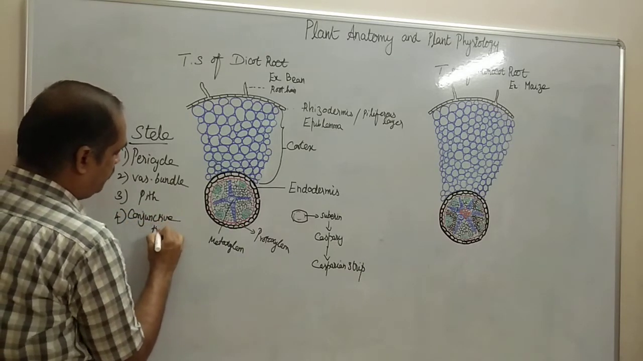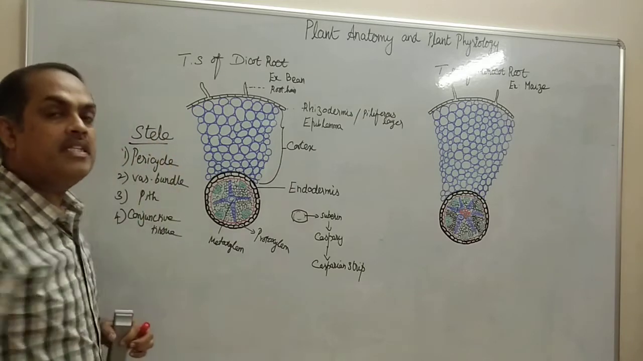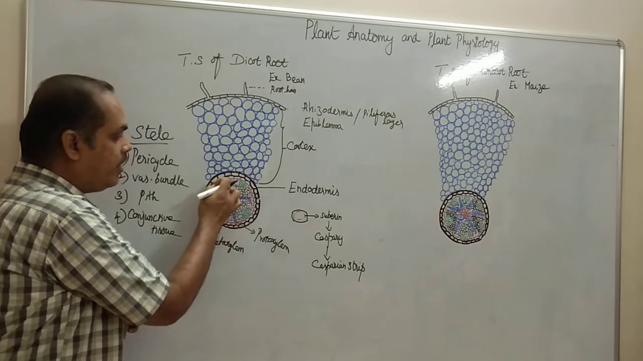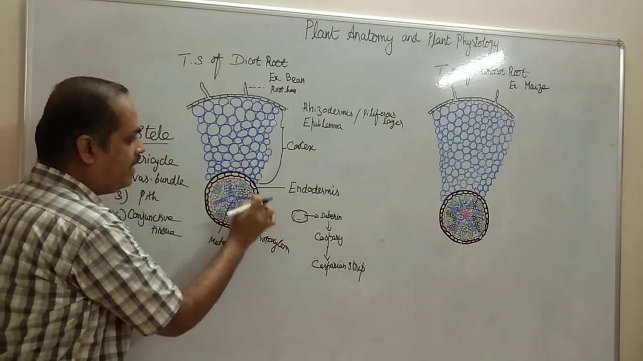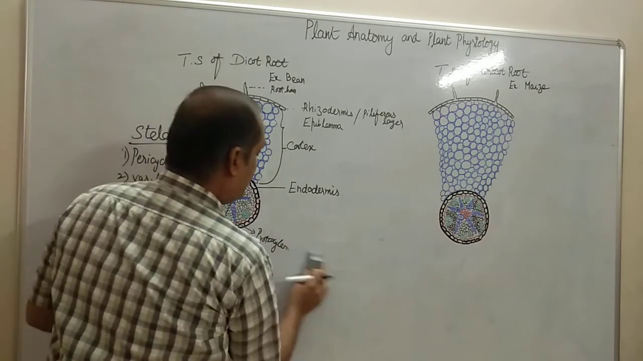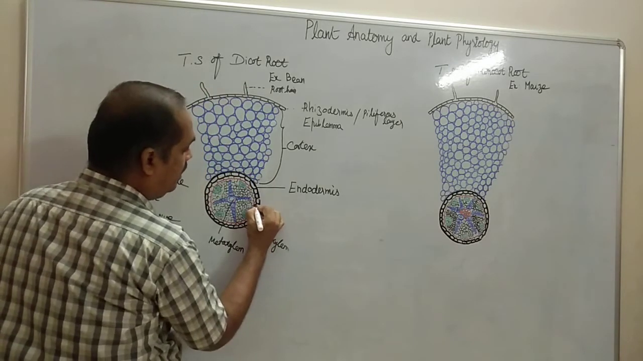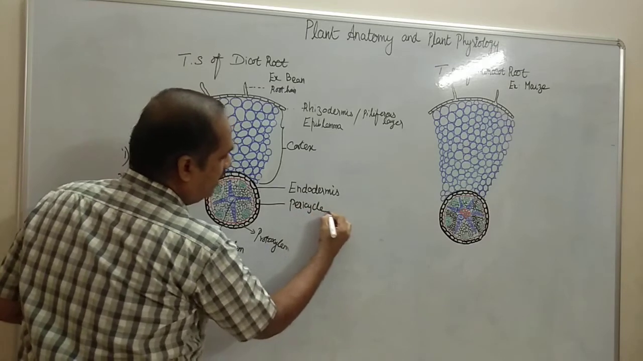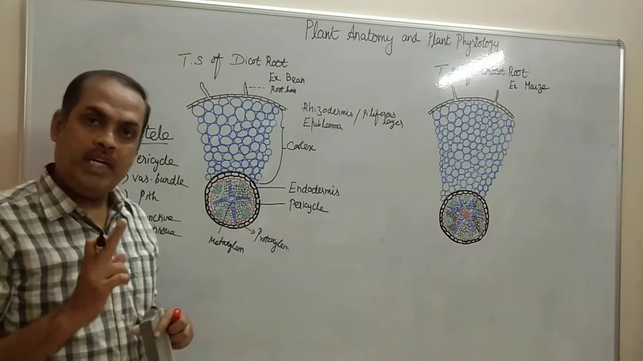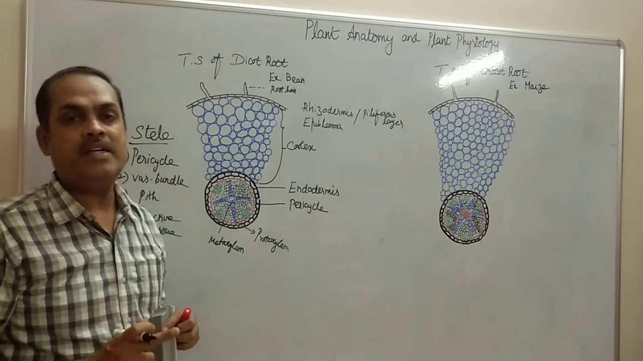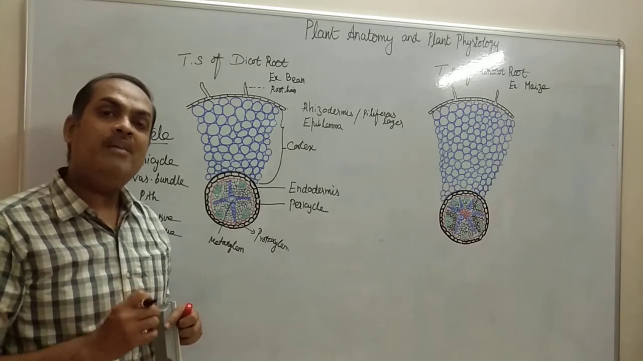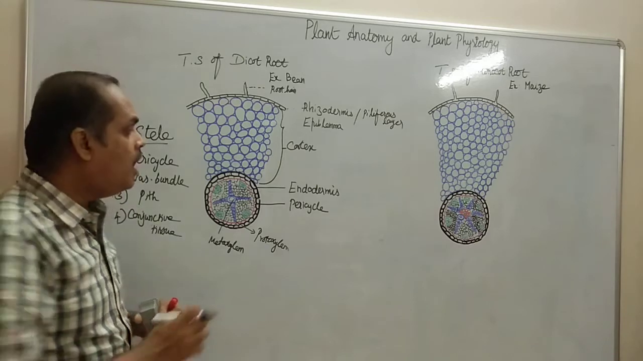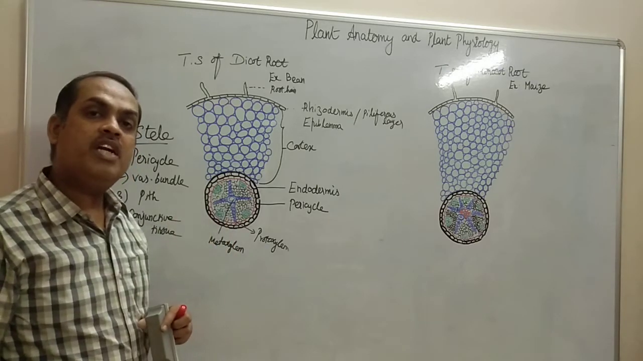Let us understand this stele one by one. Now the immediate layer next to the endodermis is known as pericycle. The red color layer, single layer, is called pericycle. Pericycle is usually only one layer of compactly arranged parenchymatous cells. Pericycle is very important because lateral roots originate from pericycle. Now what is the meaning of lateral roots originating from pericycle?